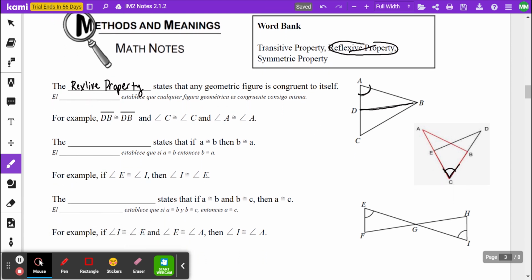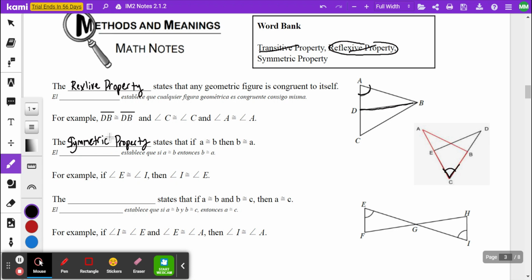The next one is the transitive property. That says that if A is congruent to B, then B is congruent to A. That's not the transitive property, everybody. I'm sorry. This is the reflexive property. This is the symmetric property. Symmetric property. It's symmetry. Okay. I promise to get the next one right.